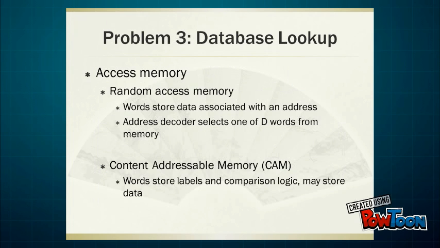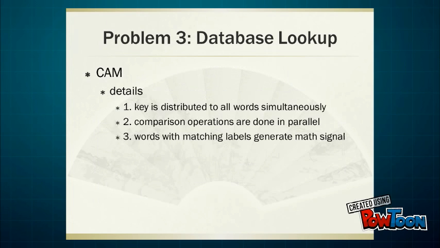In the hardware layer, looking up a database is to access a piece of memory. It includes random access memory and content addressable memory, which is also called CAM. In the CAM scheme, words store labels and comparison logic, and it may also store data. The beauty of the CAM scheme is that comparison operations are done in parallel, which would boost the throughput of a switch.